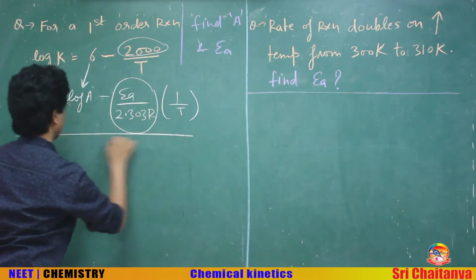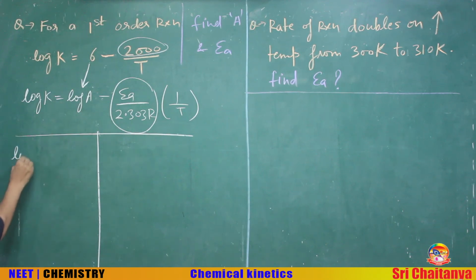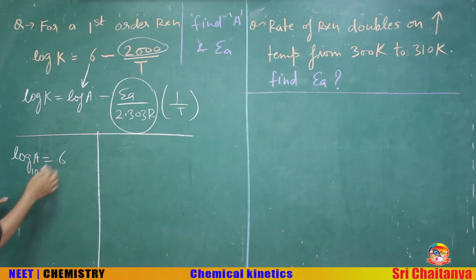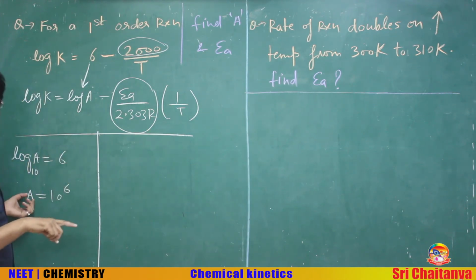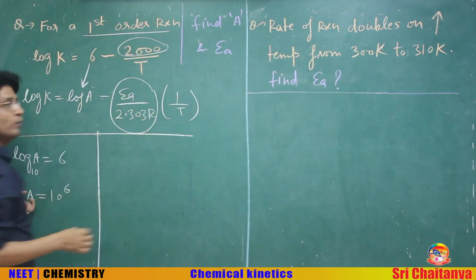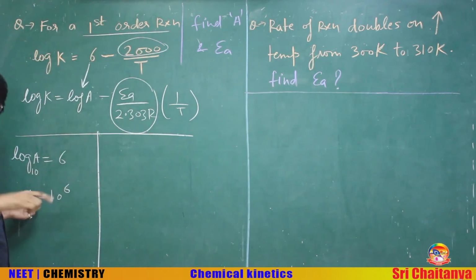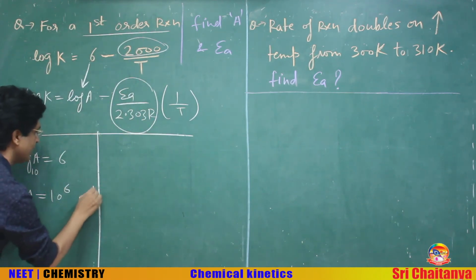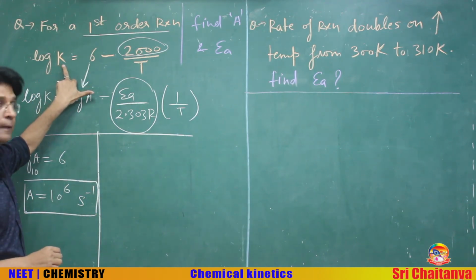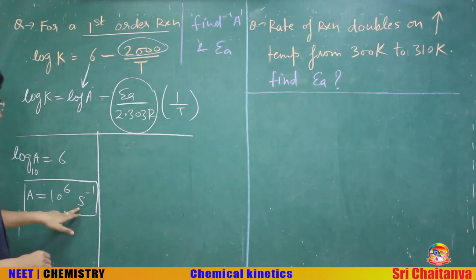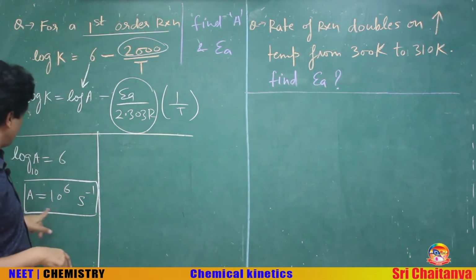So let us solve that. Log of A is equal to 6. This is base 10 actually. So if I take the anti-log, I'll get A equal to 10 to the power of 6. Now regarding the units of A, we have discussed that the unit of A is the same as the unit of k. Now for the first order reaction, we have already done that the unit of k is what? Per second. So its unit will be per second. Remember that the unit of k is very important, and for a first order reaction the unit of k is per second. The unit of k is also the unit of A.